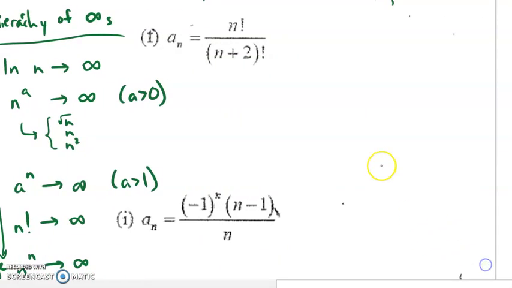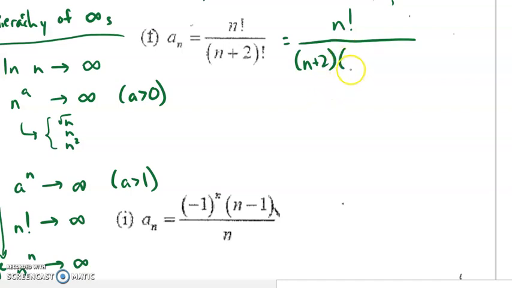Let's take a look at this. One thing we might want to remember is that the factorial function can be defined recursively. n plus 2 factorial is the same thing as n plus 2 times n plus 1 factorial. But n plus 1 factorial is the same thing as n plus 1 times n factorial. And if we understand that recursive nature, then we can say, well, wait a second, there's a factor of n factorial on the top and on the bottom of this fraction. So this fraction reduces to 1 over n plus 2 times n plus 1.